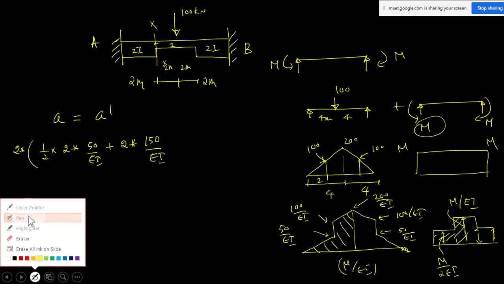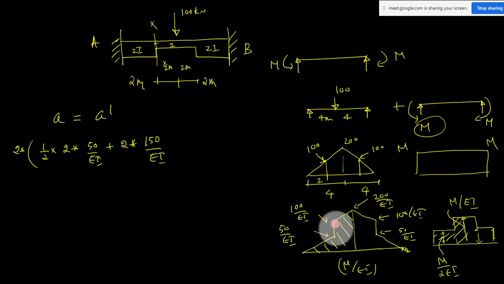So then you got it, but this is 100, it is 200, average height is (100 plus 200) by 2, 150, into this length is 2, so 2 into 150 by EI, that will give you the area of this trapezoid, and I have added the area of this triangle. The total area will give you this shaded area. If you multiply by 2, you will get the complete area of this diagram.